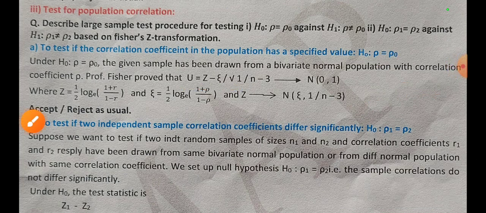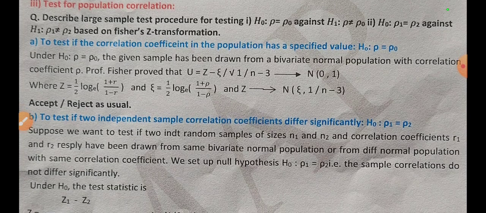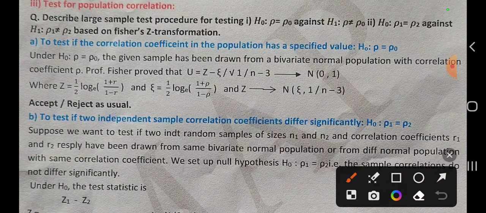So today we are discussing this test for population correlation, and the first test is to test if the population correlation coefficient has a specified value. H naught: rho equal to rho naught, and in this case our H naught is rho equal to rho naught. So that is the null hypothesis part.